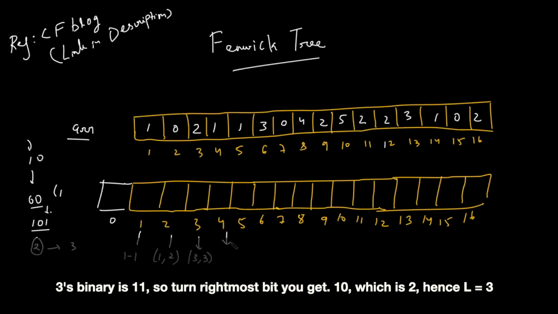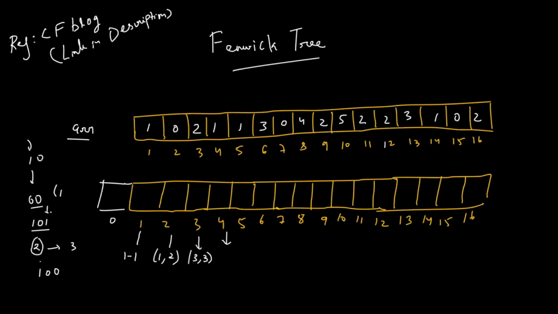So what will it be for 4? 4's binary representation is 1, 0, 0. If I turn it off, that makes it 0. So L eventually is 1. So 1, 4.